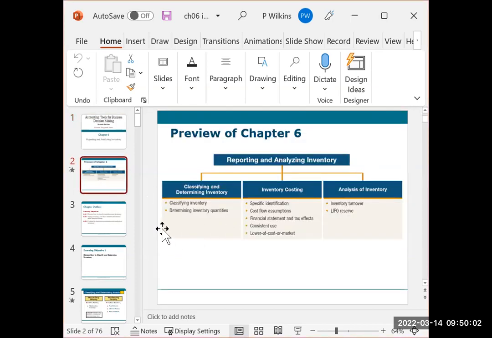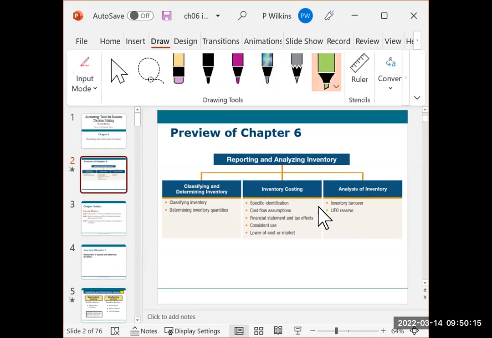Now, in this chapter, the first part is about classifying and determining inventory. Then we'll look at inventory costing. The first method is called specific identification. We're going to spend just a little bit of time on it, super quick. There will be nothing in the homework and nothing on the exam for specific identification. It's very easy, and I'll show you that.